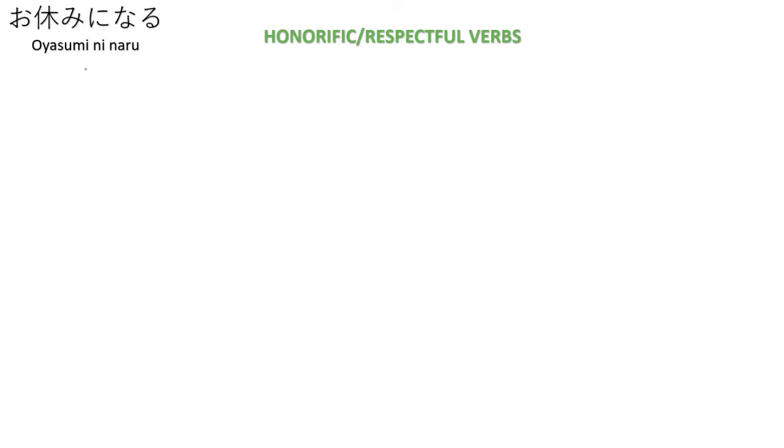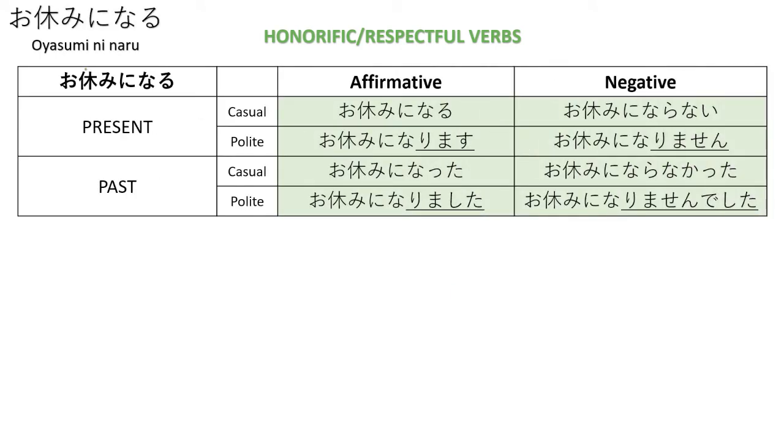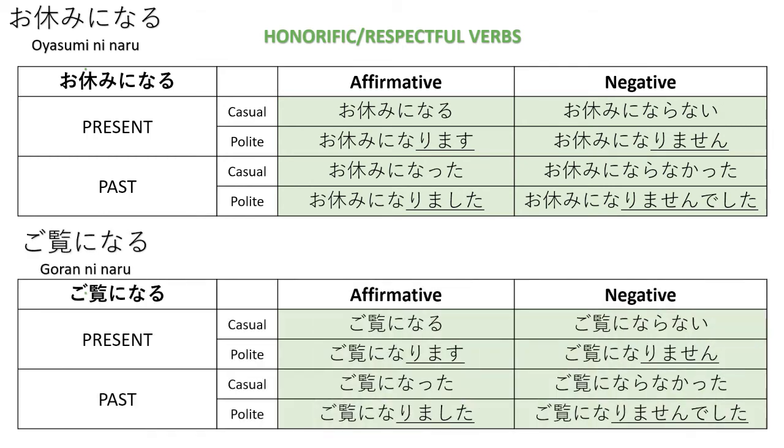Okay, so this is the conjugation. For oyasumi ni naru: oyasumi ni narimasu, oyasumi ni narimasen, oyasumi ni narimashita, oyasumi ni narimasen deshita. For gora ni naru: gora ni narimasu, gora ni narimasen, gora ni narimashita, gora ni narimasen deshita.